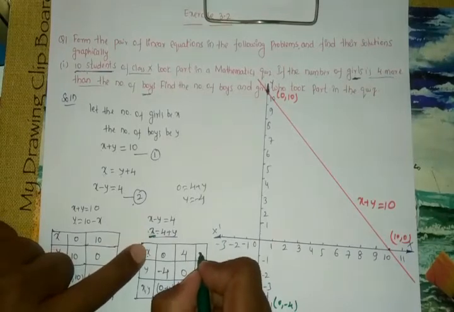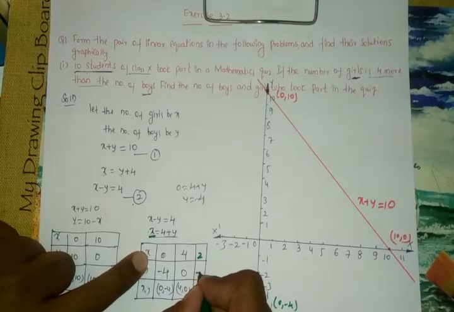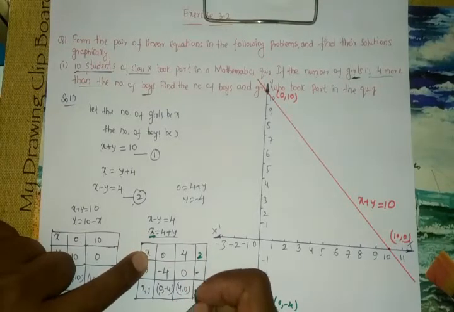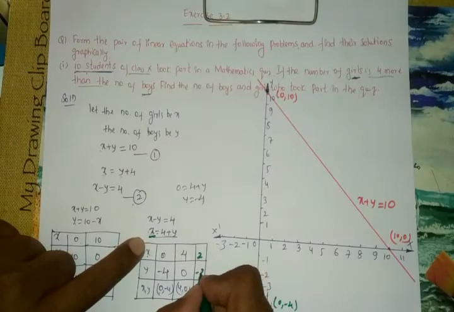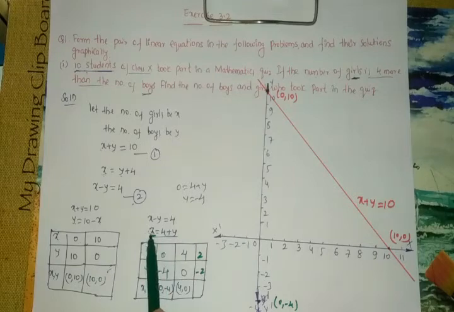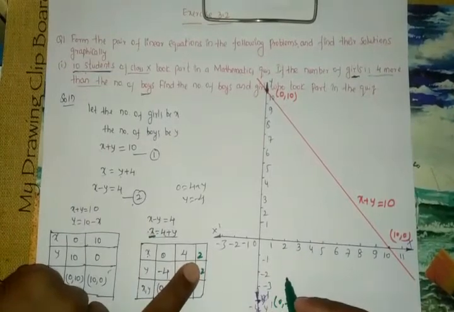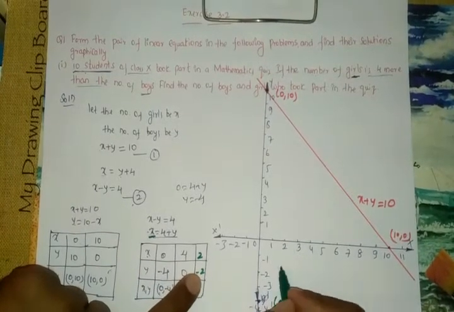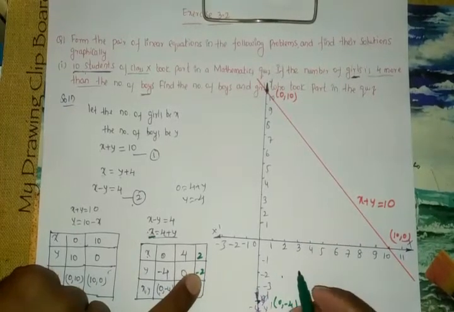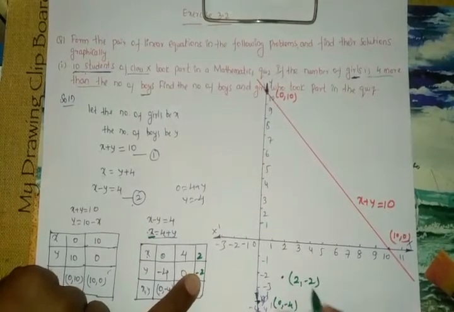When I take x as 2, my y value will be minus 2. So 4 on LHS becomes minus 4, and 2 minus 4 is minus 2. So when x is 2, y is minus 2. Somewhere here it will come. Yes, this is 2 comma minus 2.